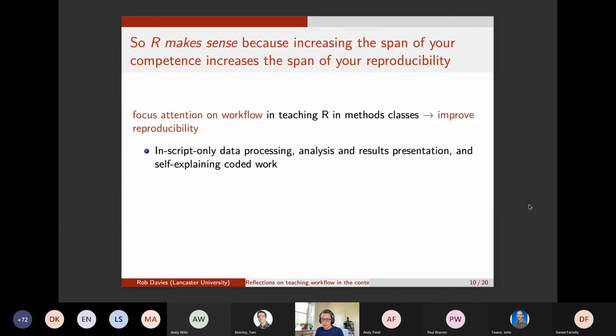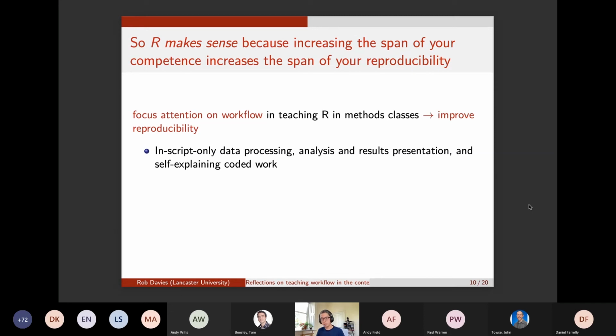So in this context, thinking about R and thinking about using R makes sense, because increasing the span of your competence increases the span of your reproducibility. Focusing attention on workflow in teaching R in methods classes, I think, is a mechanism or a framework in which we seek to improve reproducibility. Because what we're then going to be able to do is not just talk about statistics, as Emily said, but also ensure that as much of the workflow as possible happens in a documented fashion.